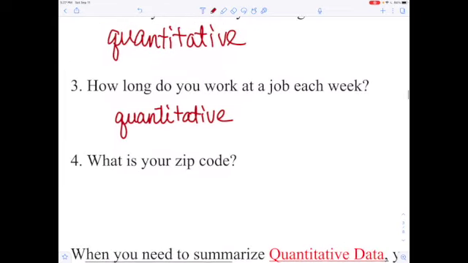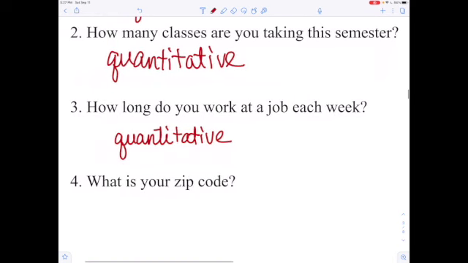Then what's your zip code? That is going to be a very challenging one because that's a location. That's not something you just add up, like address numbers. You don't add your zip code and you don't measure your zip code. It's just a location. It's a characteristic.